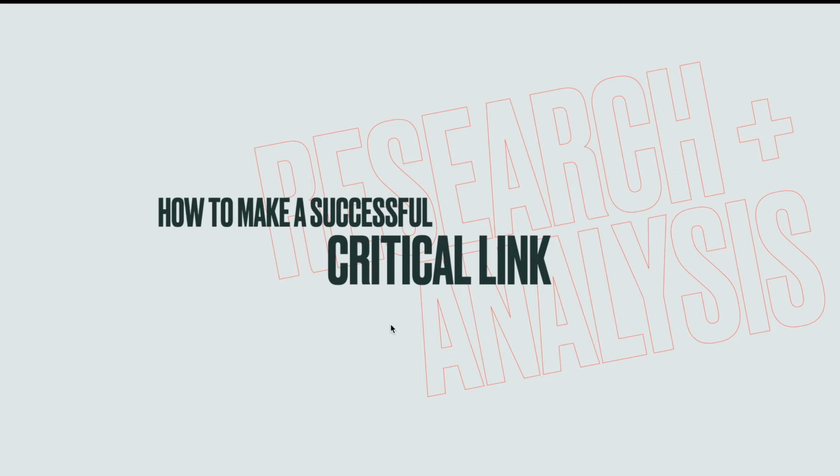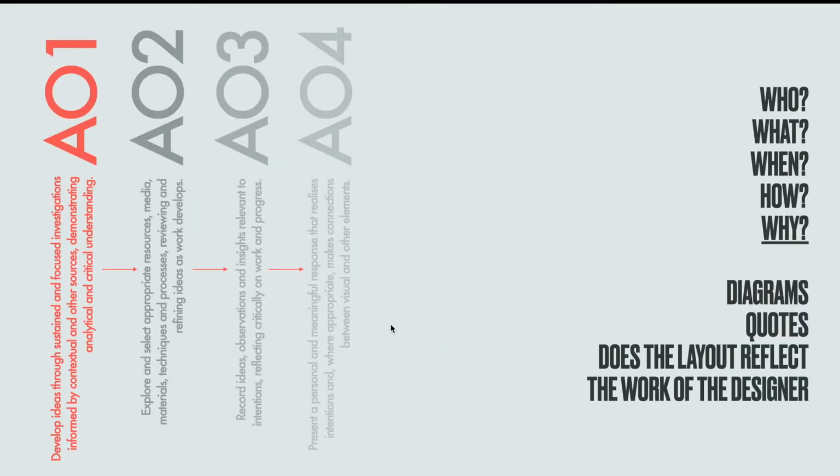In this tutorial, I'll be showing you what makes a successful photography critical link. So before we begin, let's have a look at the reasons why we ask you to do critical links in the A-level. So when we look at the assessment objectives, you can see here assessment objective 1: develop ideas through sustained and focused investigations informed by contextual and other sources, demonstrating analytical and critical understanding. So that's what we need to focus on, your ability to analyse the work of artists and designers. So I'm going to show you how you do that in your critical links.